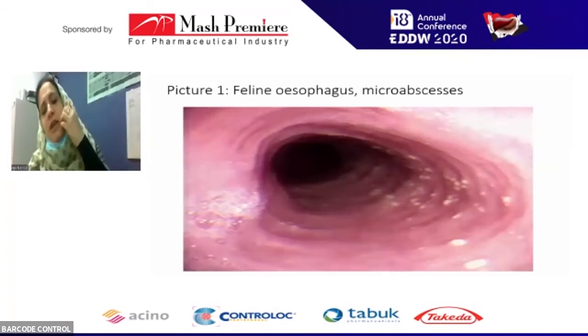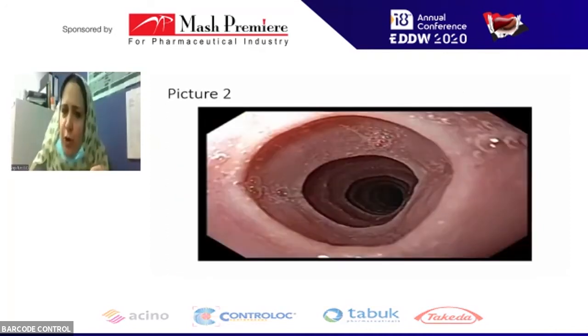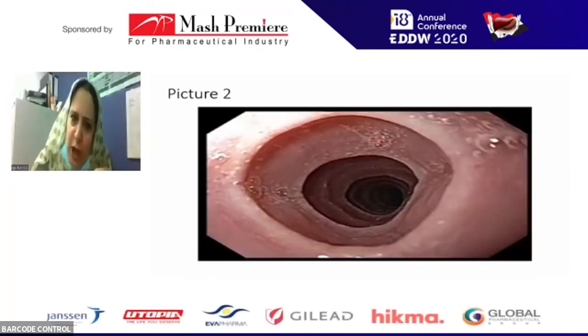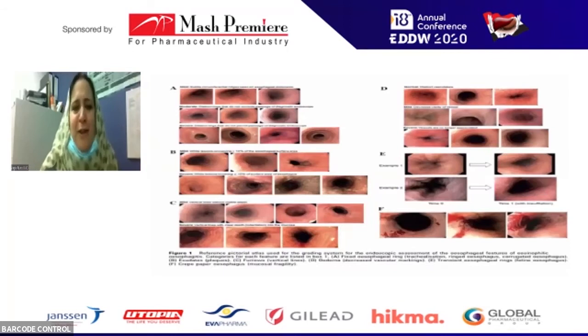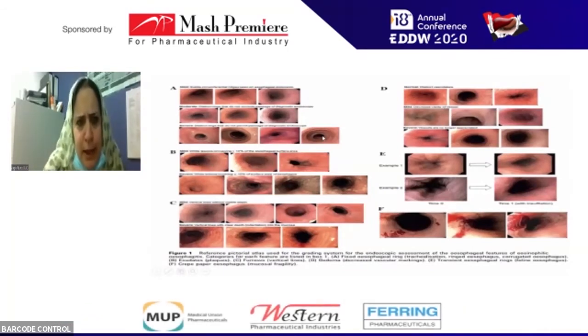This is the feline esophagus, circular esophagus with microabscesses. This is trying to form into a stricture now because it looks a bit fibrotic, and probably this is more narrowed than usual. These are the linear furrows, and these are varied pictures. So I would say this is the trachealization. This is the trachealization, looking like a trachea.